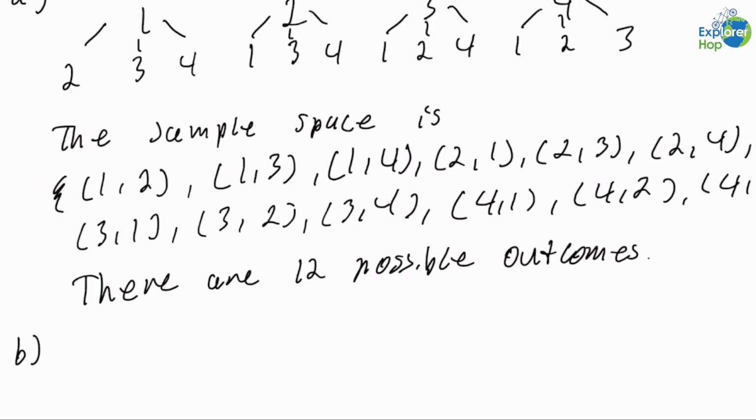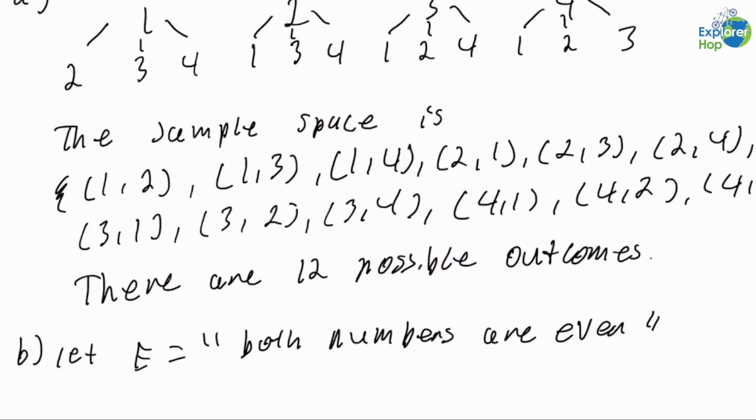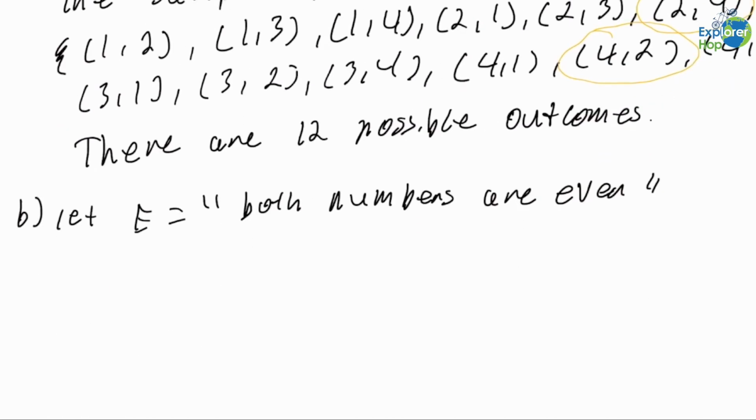So now for part B, we want to find the probability that both numbers are even. So let's first start by letting the event E be equal to the event where both numbers are even. So to find the probability of event E, we want to take the total number of ways to have two even numbers and divide it by the total number of outcomes. And from the sample space, we can see that there are only two possible ways to have two even numbers. We either have a 2 and a 4, or we have a 4 and a 2.